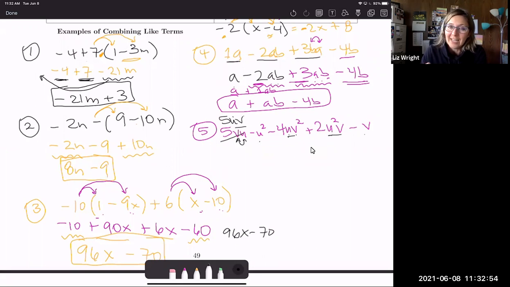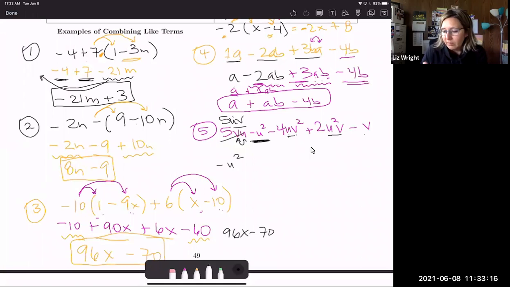So then the next thing I have to look at is alphabetically, which one is going to come first? Which one in your filing cabinet, like I'm going through all the files in my filing cabinet, which one's going to come first? Alphabetically, it would be this one, the u by itself. So then we're going to have -u squared.